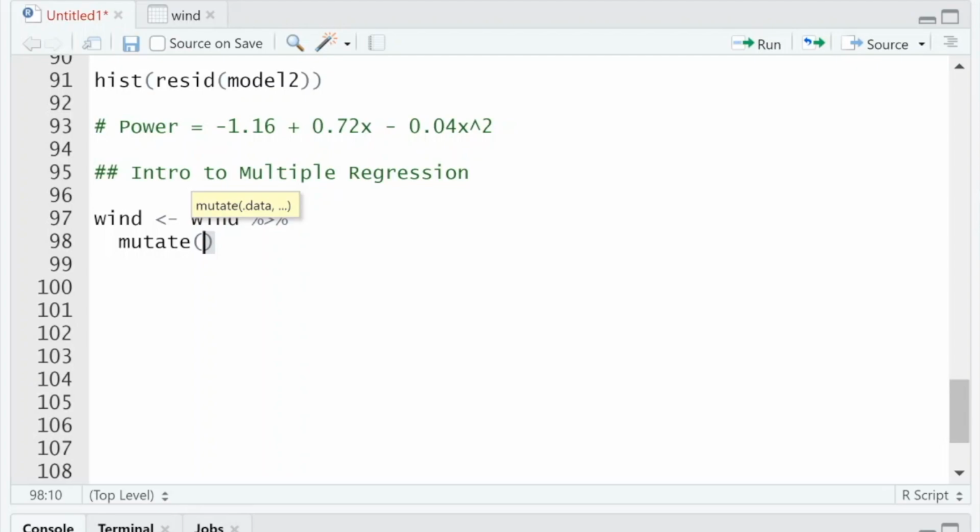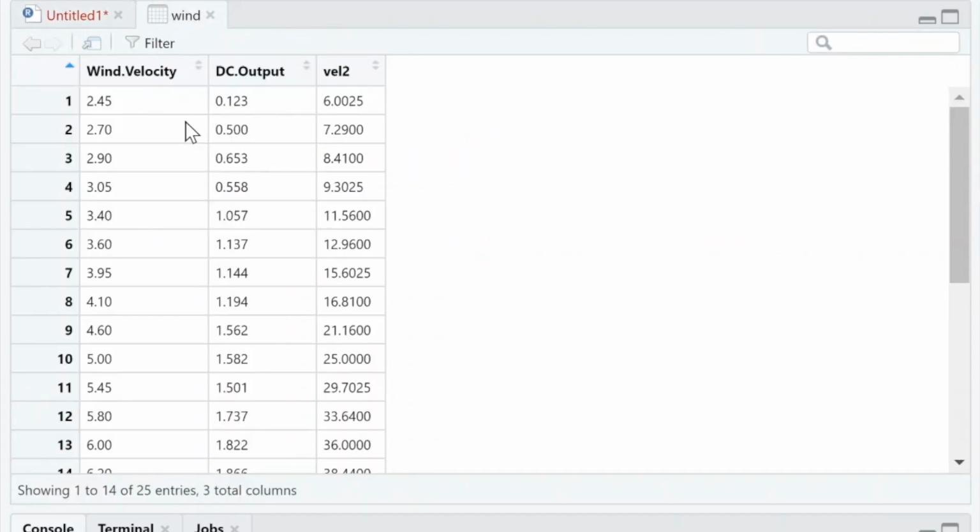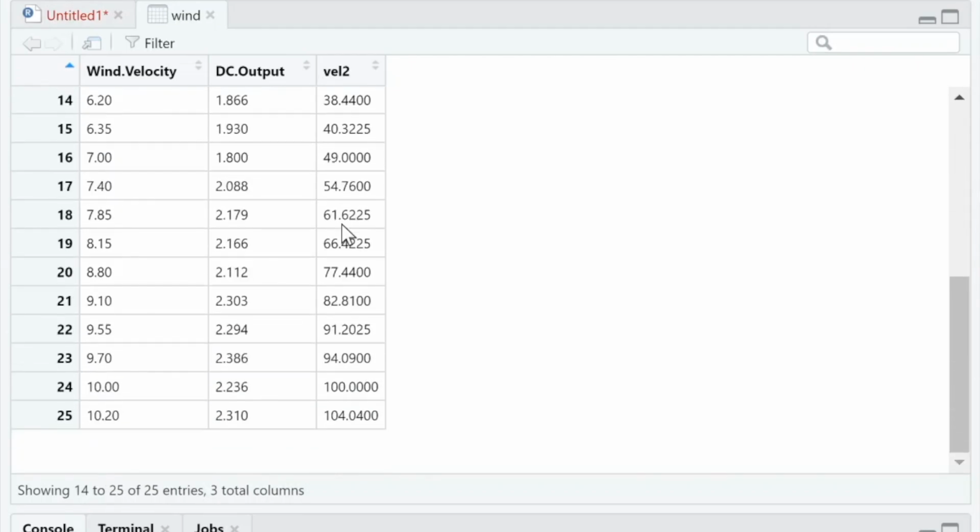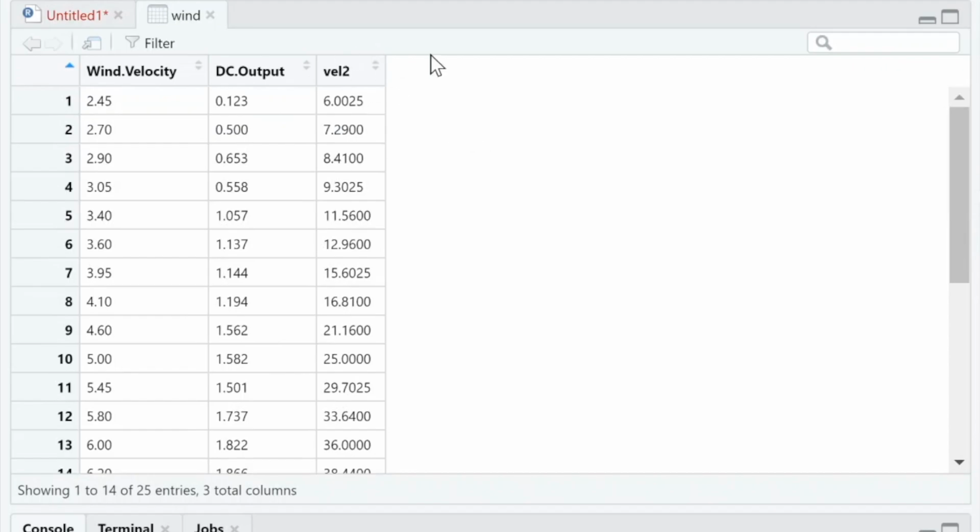I'm going to call it VEL2, or velocity squared. And all that's going to be is just wind velocity, and see it kind of types it in there for you, caret 2, right, to the second power, or squared. And when I run that, we come back into the data, and we see now that we get 2.45 squared is 6.0, right, and some change. So now we have this new column of squared values, okay?